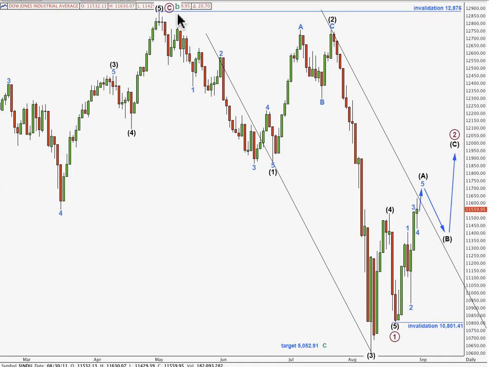2 may not move beyond the start of 1. This wave count is invalidated with movement above 12,876. 2 can move right up to this point. It can make a 100% correction of 1, forming a perfect double top. It's only movement above this point which invalidates the wave count.